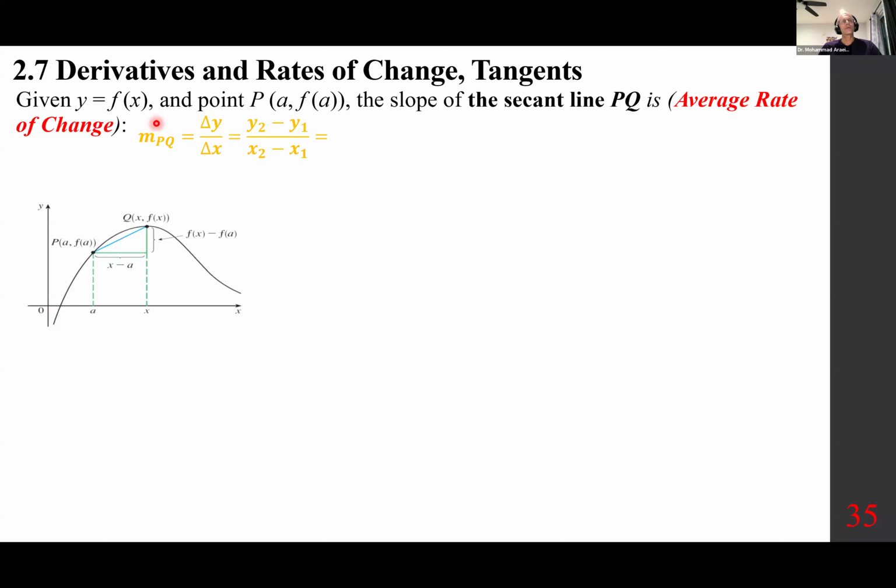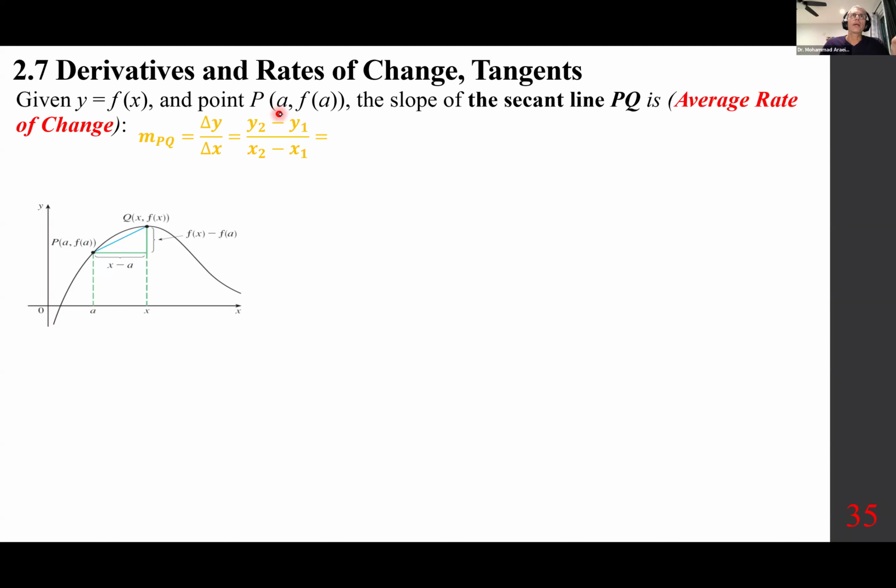Given the function y equals f of x and point P with coordinates a and f of a, the slope of a secant line PQ is the average rate of change. So you have 2 points on a curve, you connect them, you draw a line, it's called a secant line. To find the slope, which is the average rate of change, delta y over delta x, y sub 2 minus y sub 1 over x sub 2 minus x sub 1. This is the definition you've seen before from elementary algebra. 2 points, we can calculate this.